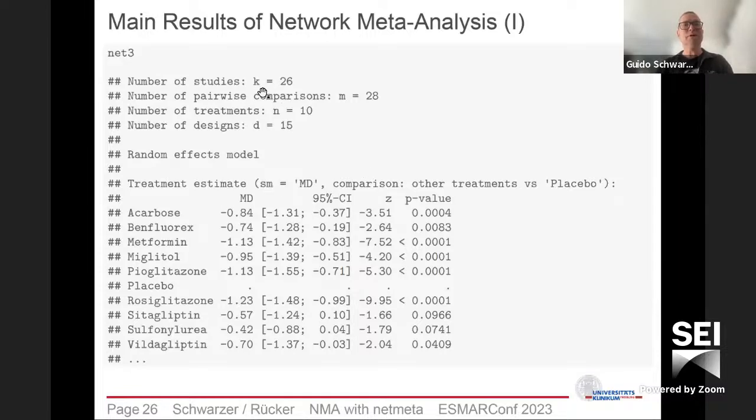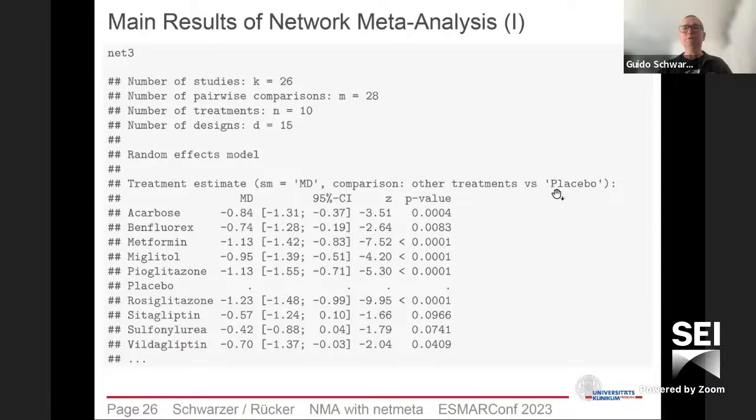We see here we have our 26 studies that were mentioned on one of the slides, the 28 pairwise comparisons, because one of our studies is the 3-arm study with 3 pairwise comparisons. We have 10 treatments and we have 15 designs. So design, as I said before, means any unique combination of these 10 treatments.